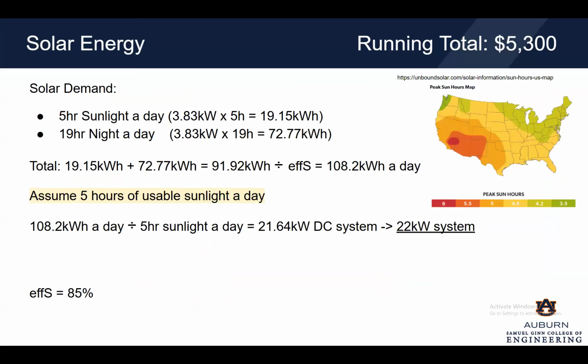Okay, so looking at our solar energy, we have about 5 hours of sunlight a day here in Alabama. That's generous. As you can see on the map, it's more like 4.5, but we'll just say 5.